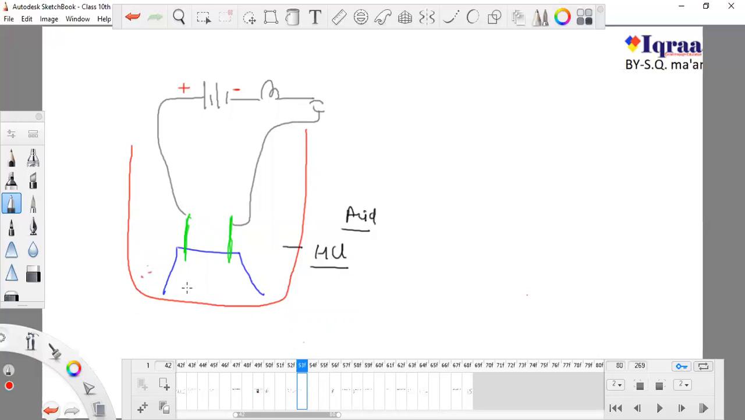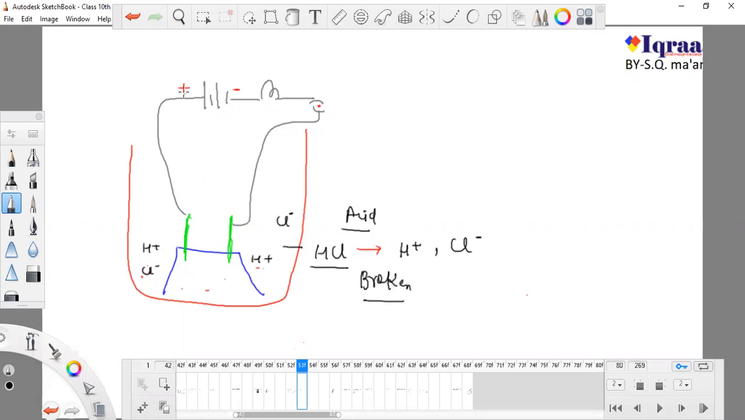As soon as we conduct electricity, or we open the switch, the acid will break down. This HCl will break down into H+ and Cl-. So now we can see that there are several H+ and Cl- ions. There are so many H+ because the molecules are broken.